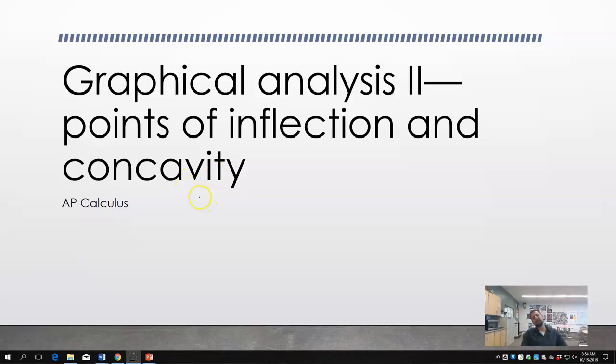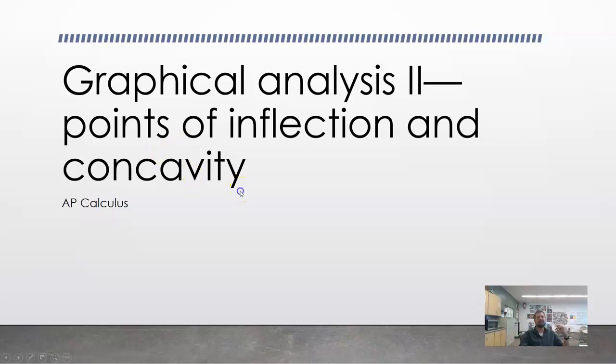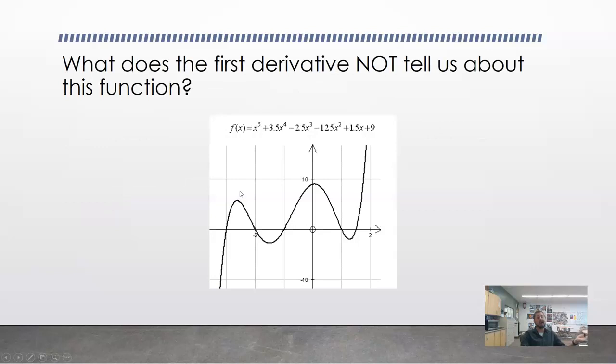Okay guys, so what we're going to do today is continue talking about how we can describe what is happening on a graph by looking at it a little bit more in depth, okay? Yesterday, if you remember, we used the first derivative to find a variety of things, to find maxes or mins, to find out where the function's increasing or decreasing.